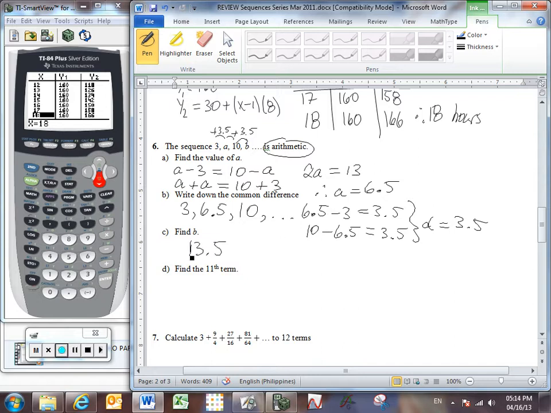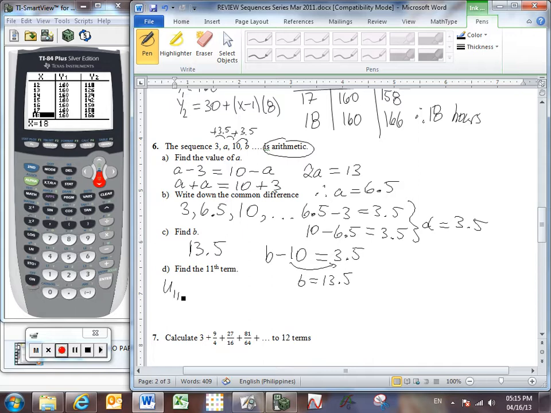Another way you could have done this is to say, look, b minus 10, the difference between these two terms, should give me my common difference of 3.5. And thus, if I bring the negative 10 to the right-hand side, I can see that I get 13.5 for b. And lastly, it asks for the 11th term.